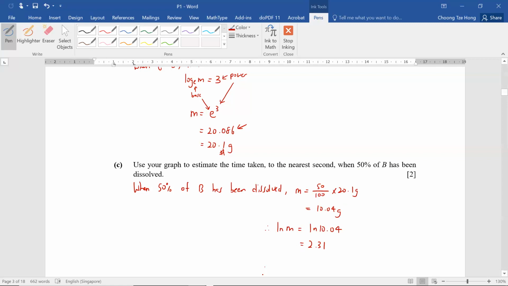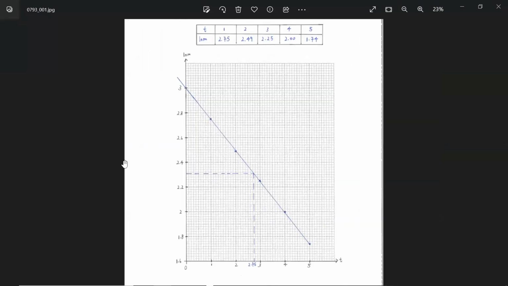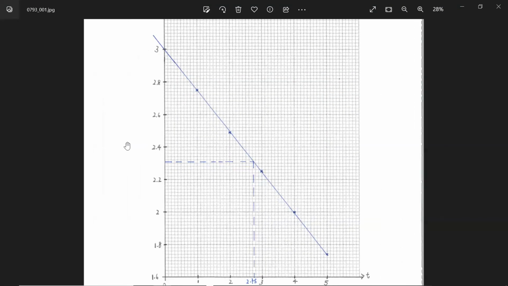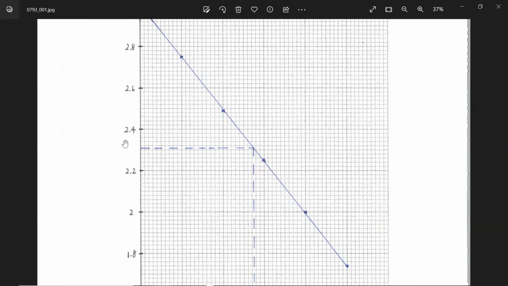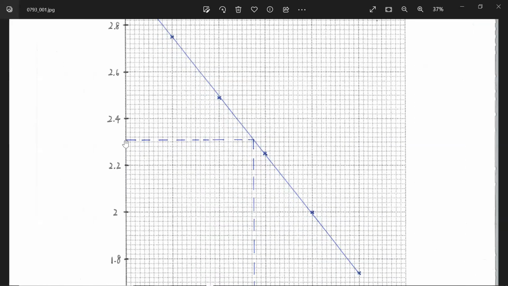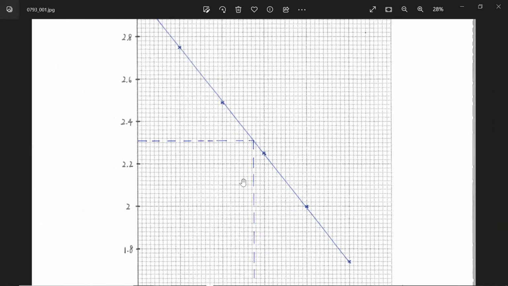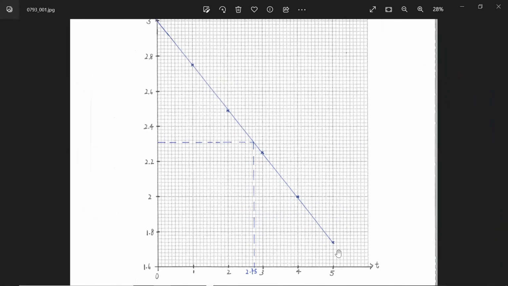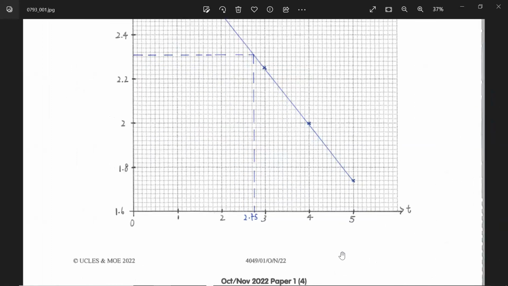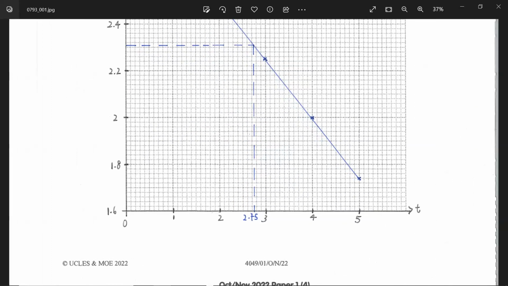Okay, so I'll show you what I mean by that. So we'll go here. Over here is 2.31. It is 2.2, 2.3, and then 2.31 is half a box. So we'll go to 2.31 ln m, hit the line, and then come down and find the timing, which is 2.75 minutes. Over here we are working in terms of minutes. So let's go back and complete the working.